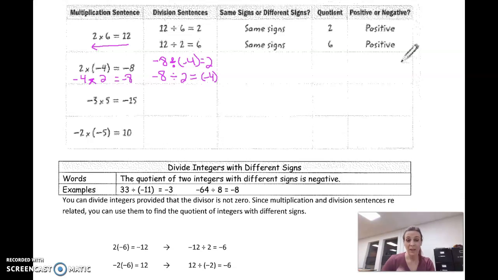So if I look at these two, they are the same signs. Both are negative. So I'm going to say same. And our quotient, our solution here is 2, and that's positive. Okay, we're going to fill this chart out and then we'll come back and make some conclusions based on it. But if I look at the negative 8 and 2 here, those are different signs. And our answer is a negative 4, and that's negative.